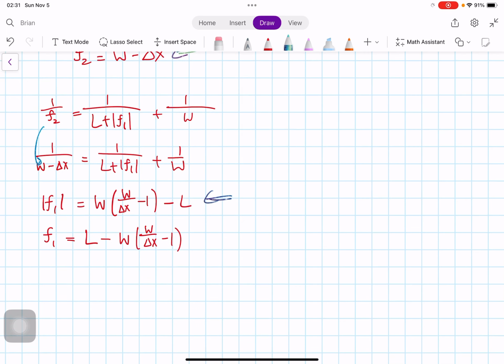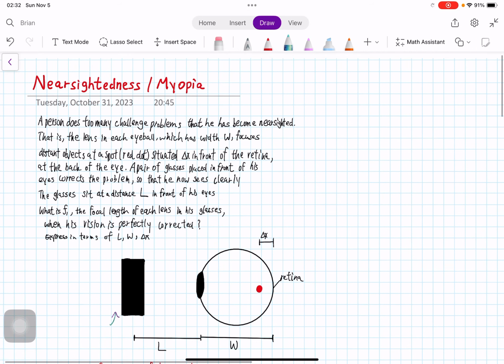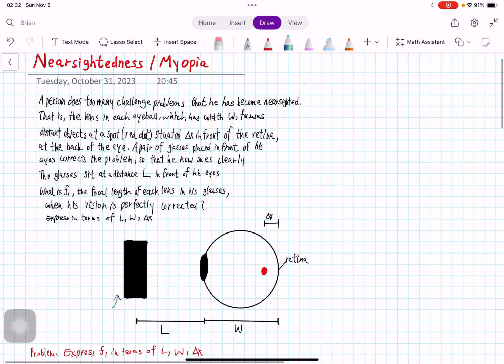So after I plug in F2 with the variable I have, this equation. And since F1 is negative, I have to put a negative sign to whatever answer I have. So that is why I have the final answer as this thing. And this explains what a nearsighted person could see and what nearsightedness means.